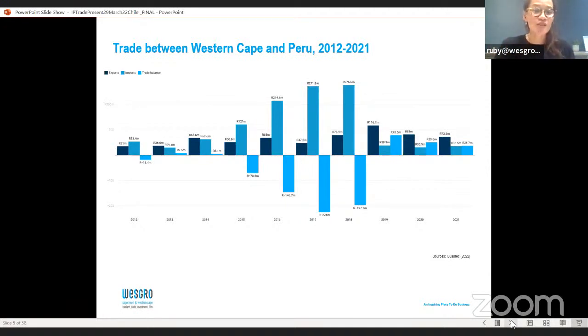You'll see the trade relationship between the Western Cape and Peru, and this is the period 2012 to 2021. So it ends off on an equal sort of trade balance, where both exports and imports are sort of equivalent in much the same way.